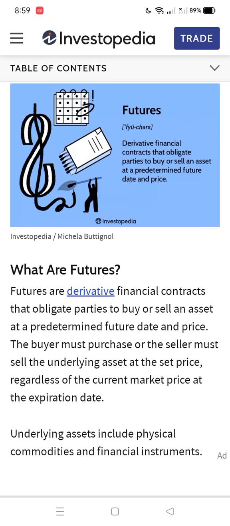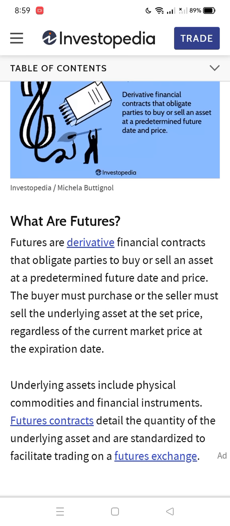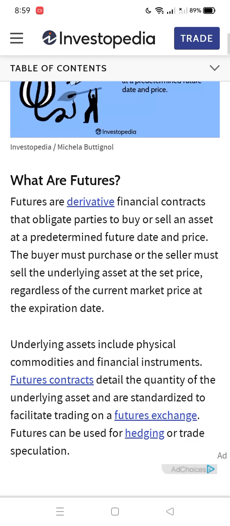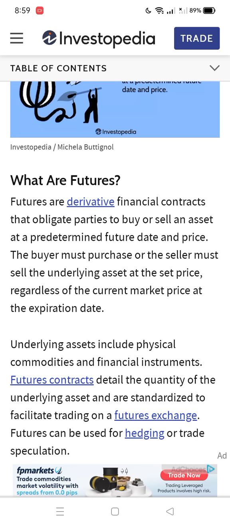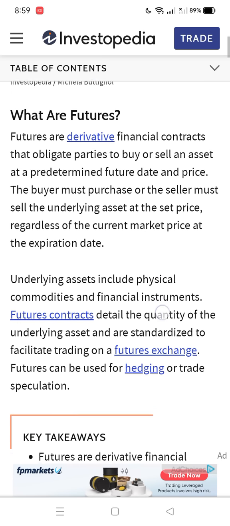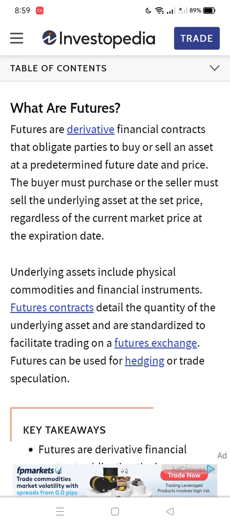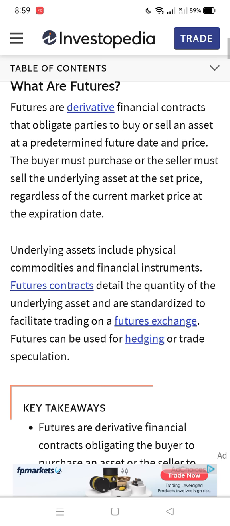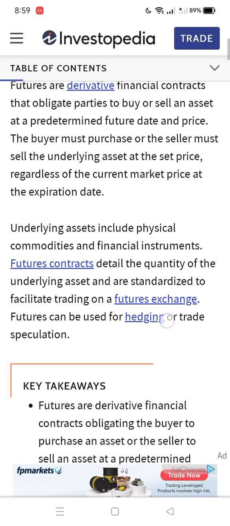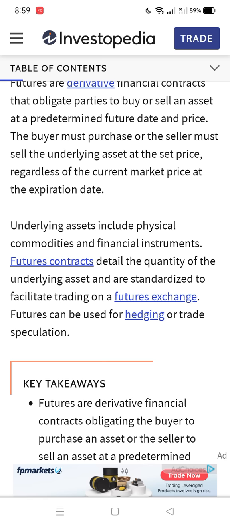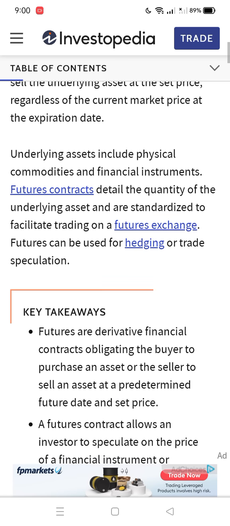What are futures? Futures are derivative financial contracts that obligate parties to buy or sell an asset at a predetermined future date and price. The buyer must purchase or the seller must sell the underlying asset at the set price regardless of the current market price at the expiration date.